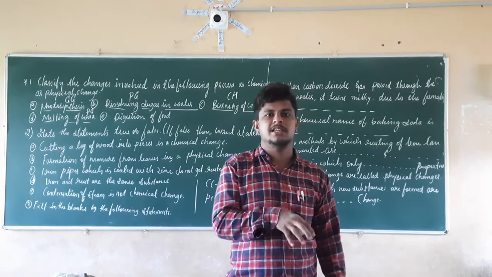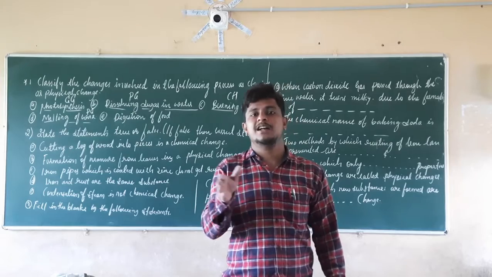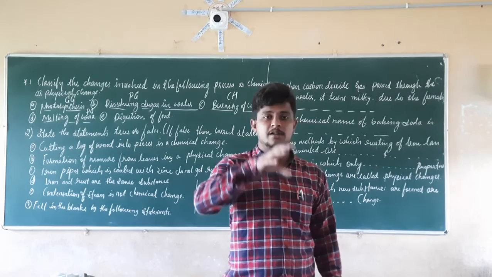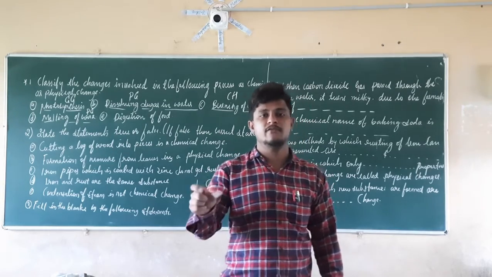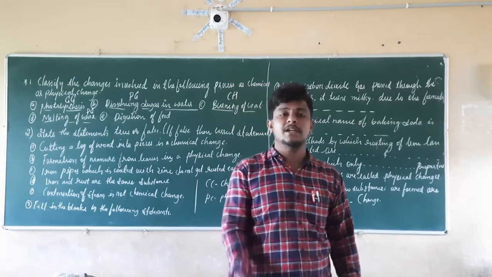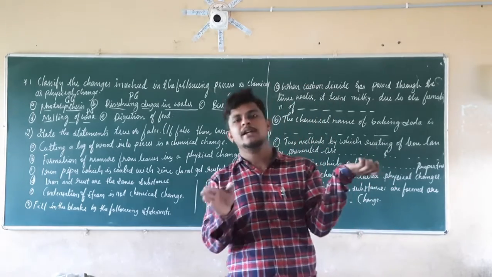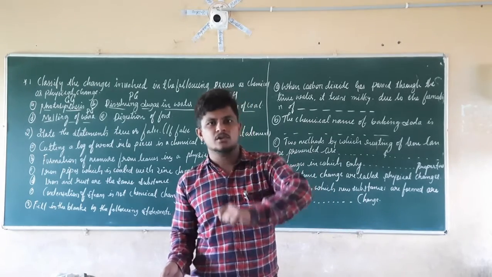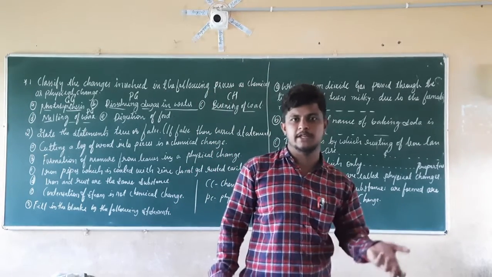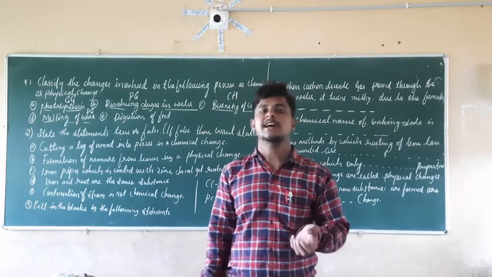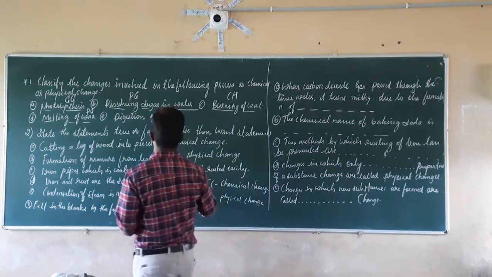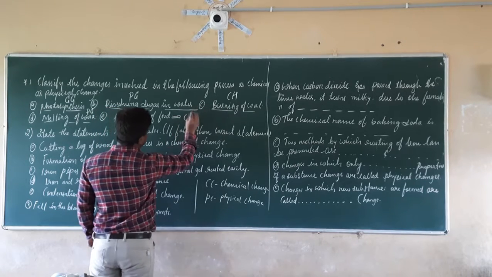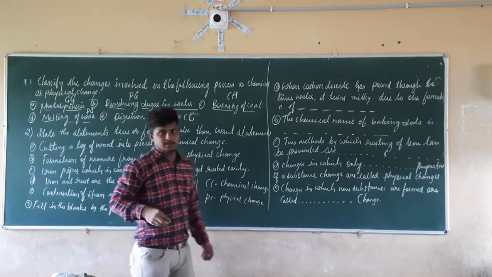Whatever food particles we are taking, those food particles are getting converted into smaller units. For example, we take carbohydrates in the form of starch. Then after complete digestion, that starch is converted into glucose, that is C6H12O6. Glucose is a new product which is formed here. Because of that, digestion is a chemical change. So it is a CC.